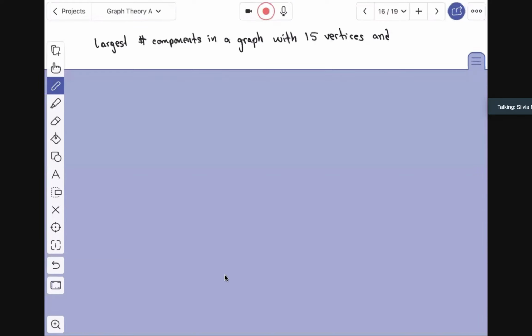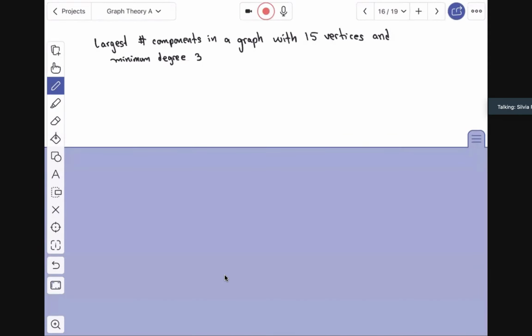and minimum degree 3. Okay, so look, we want to have as many pieces, as many separated, disconnected pieces as possible. But we have this restriction that each vertex has degree 3 or more. So each vertex needs to be connected to at least 3 or more vertices, right? Which means that this vertex and those 3 vertices and possibly more are going to be in the same component, right? Because a component is a subgraph where you can go from any vertex to any other vertex.